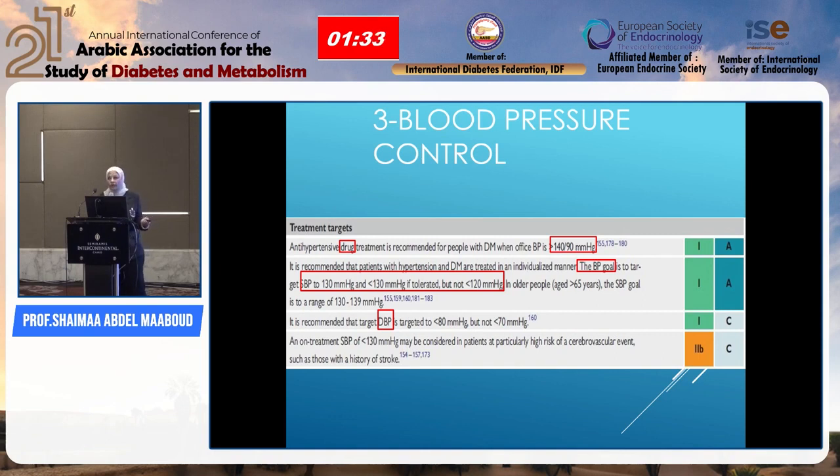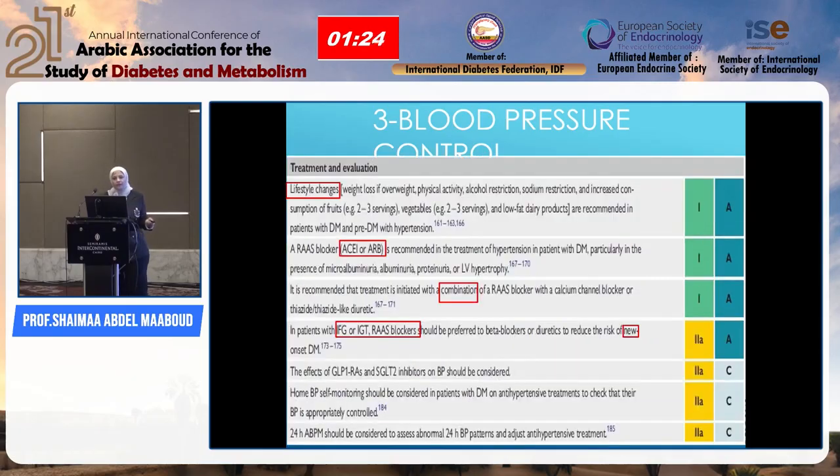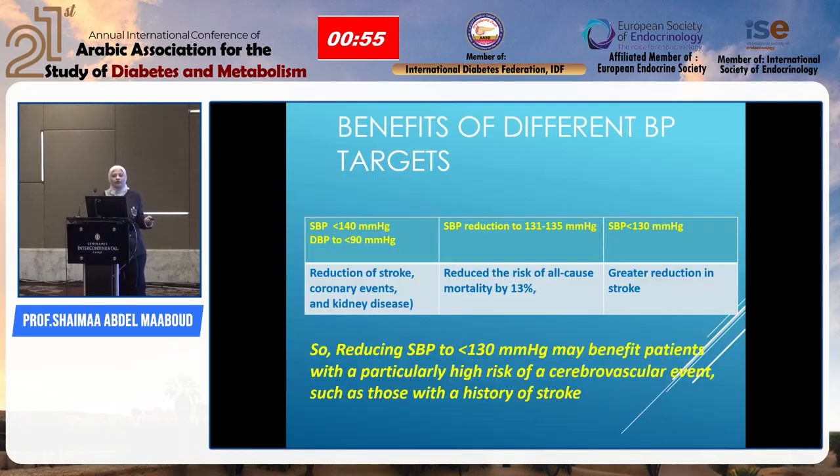The patient's BP goal is very important: to reduce it to 130 or lower, and diastolic blood pressure less than 70. So it is very important in the treatment to control blood pressure, not only with lifestyle change, which is class A, as well as we should start medication and be aggressive to reach the target control of blood pressure by ACE inhibitor or ARB plus combination with a calcium channel blocker or a diuretic like hydrochlorothiazide.